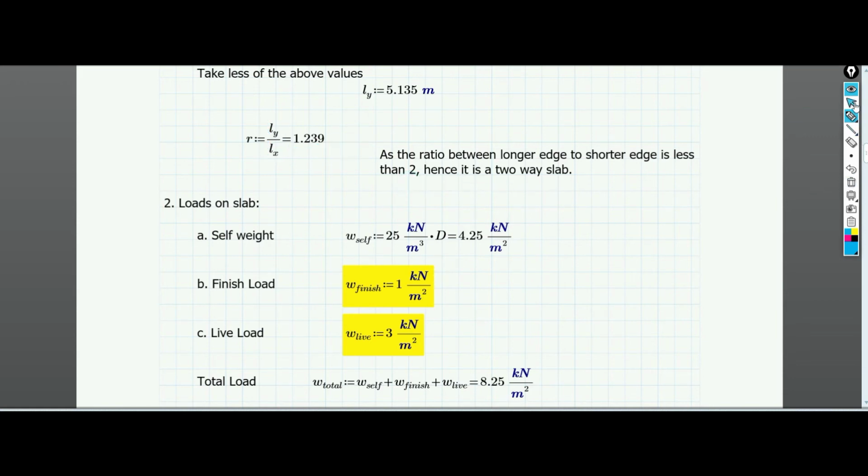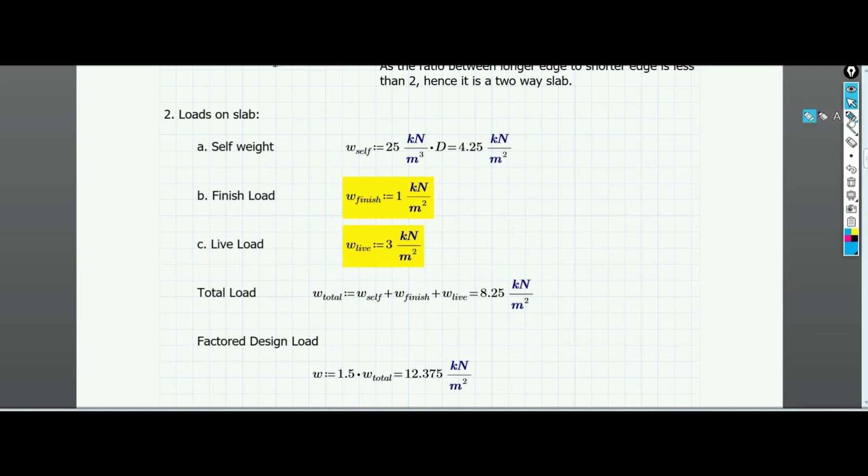Okay, now let's go for the load calculation. We have the self weight, which is unit weight into the depth, which is 4.25. Finish load is 1, live load is 3. You add all these three, it will be 8.25. If we apply the factor by multiplying by 1.5, it becomes 12.375. These are very easy.